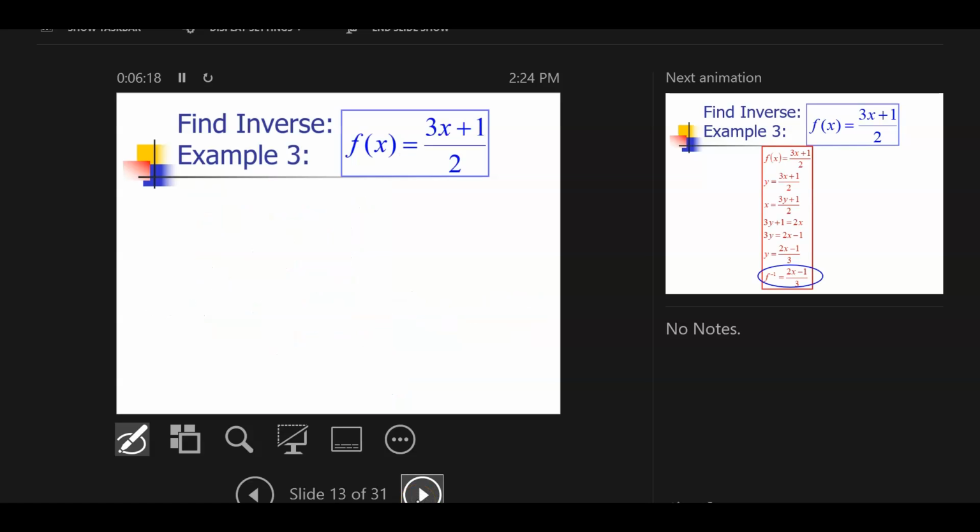Okay, first step. What do I do? Okay, yeah, change f of x to y. So I'm going to rewrite it with y equals, right? Next step, what do I do with x and y? Switch them. X equals 3y plus 1 all over 2. Okay, now step 3 says solve for y.